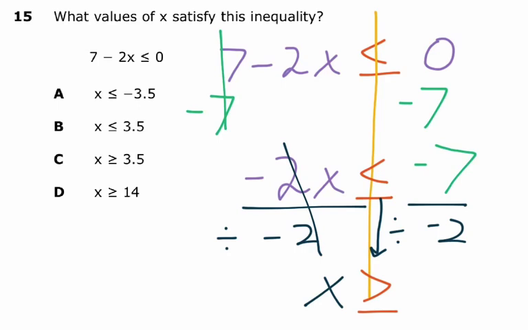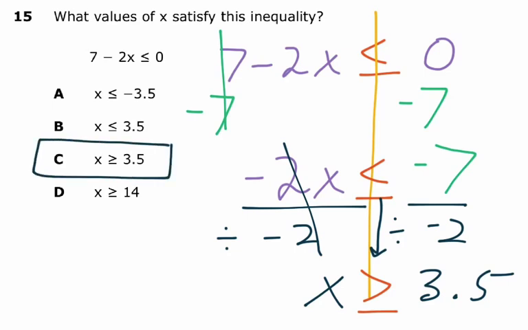And negative 7 divided by a negative 2 is going to be a positive answer. It's actually going to be a positive 3.5. So I'm looking for x is greater than or equal to 3.5. It should be positive. So the best answer for this one, flip the sign, is going to be C.